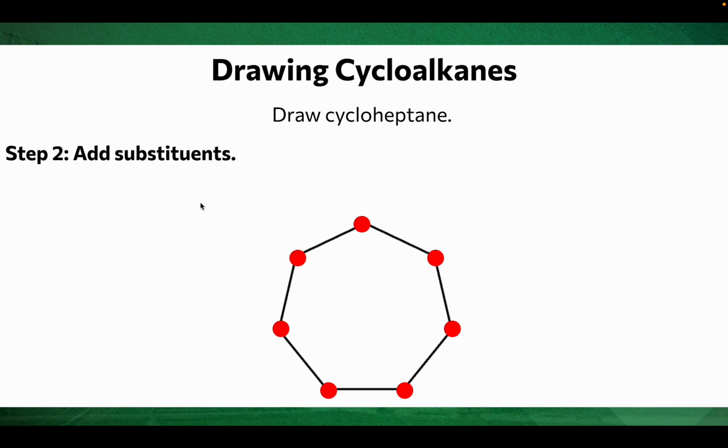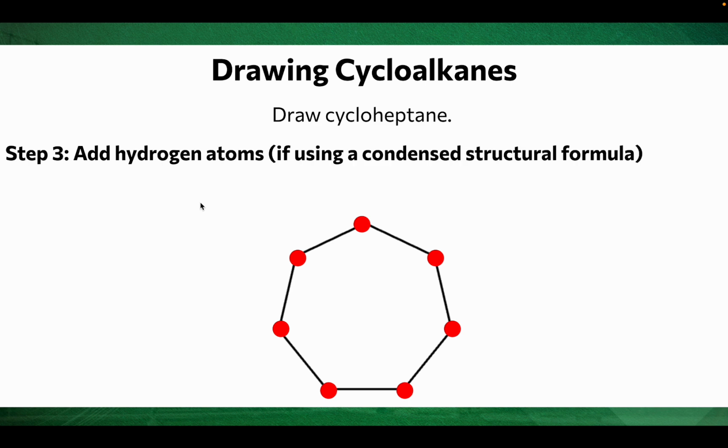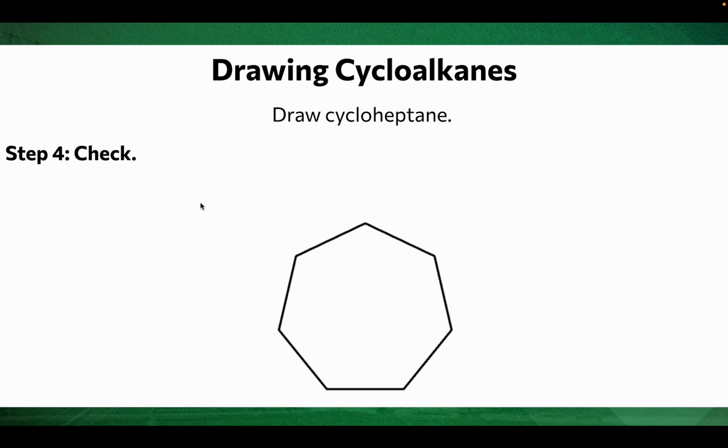Add substituents. There's no substituents, so you don't need to write anything. Add hydrogen atoms. This is a line angle formula, so it's not needed. So check. Is this structure a cycloheptane? Yes, because it's a ring with 7 carbon atoms.